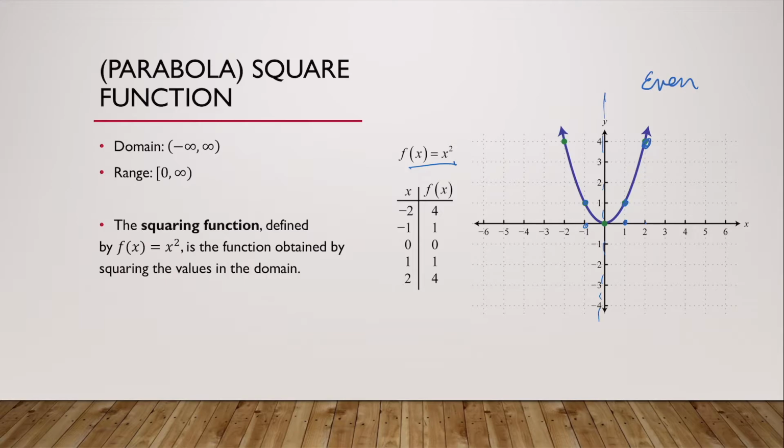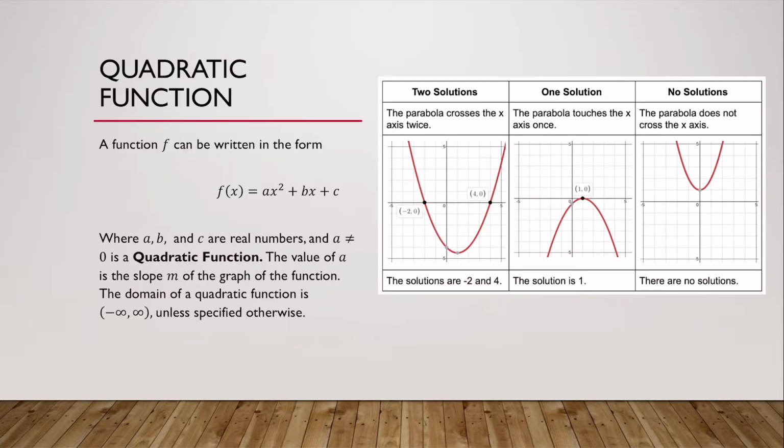But as we start to move parabolas around our coordinate plane, they aren't always going to be even, and their range is what changes. But their domains are from negative infinity to positive infinity. That is a truth. So quadratic functions are written in the form f of x equals ax squared plus bx plus c, where a, b, and c are real numbers, and a can't equal 0.